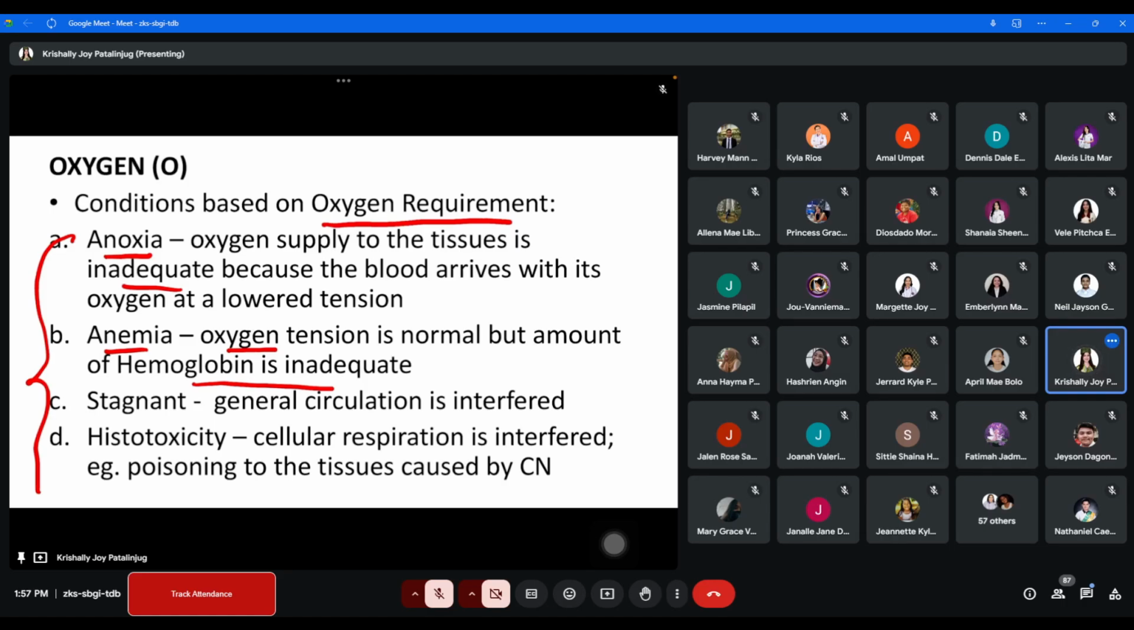Where does oxygen attach? Who is the oxygen carrier of the blood? It's the hemoglobin. So as a latter side effect, when hemoglobin is inadequate, it will also affect the level of oxygen later on. In general circulation, it is interfered with when stagnant. Then histotoxicity: cellular respiration here is interfered with. Example is the toxicity of cyanide. The target enzyme of cyanide is cytochrome oxidase, so cellular respiration is interfered with. That's an example of histotoxicity, and that condition requires oxygen.